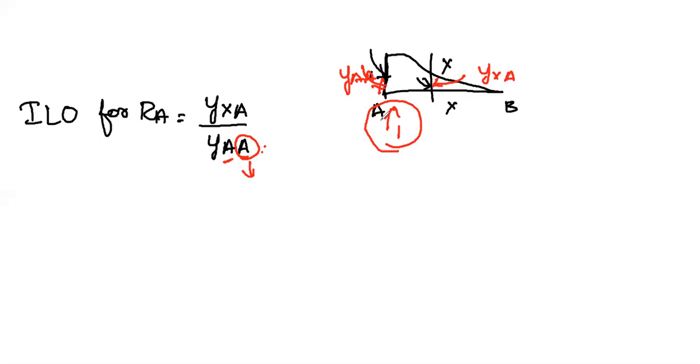Next, we are going to apply some strength of material theory to find the values of this YXA and this YAA. This will be the question. If you find these two values, then you will get the value of the influence line ordinates. Using that ordinate value, you can plot the influence line diagram. Okay, this is the first step.